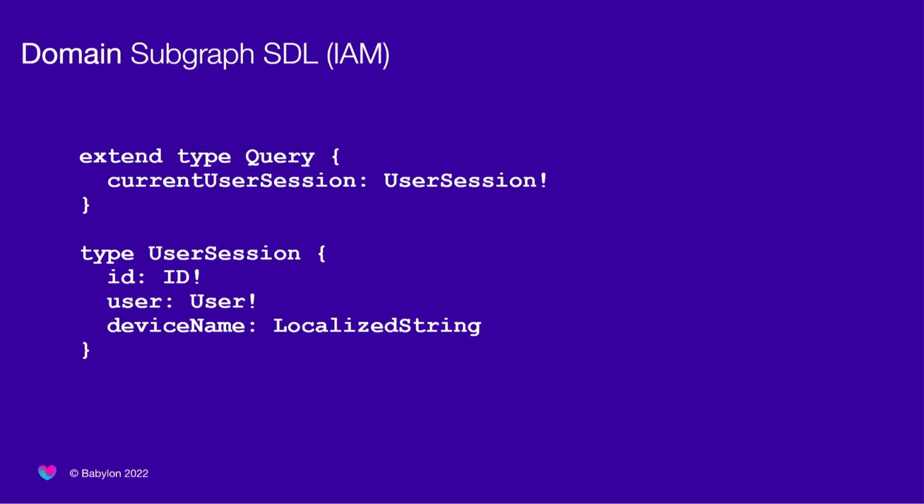Okay, so it's time to meet our localized string type. I'm going to start by showing you a little bit of schema definition language for one of our domain subgraphs. And you'll see within the type UserSession that we have a field called deviceName of type LocalizedString. So this is us using our localized string type.